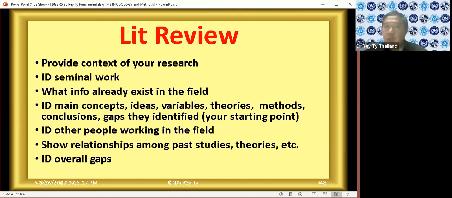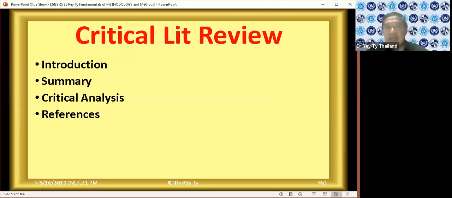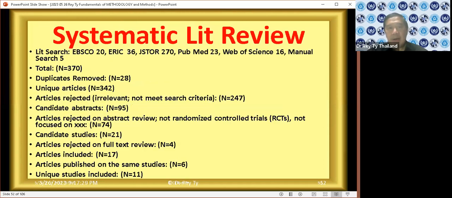and know who are working on the same field that you are, because their writing will guide you in your writing and show the relationship of past writings to your writing. Or else they would say you just invented a gap. There's no real gap. You have to prove there is a gap. Okay? So your writing must be based on what have been done and what have not been done, and that's where you come in. Okay.